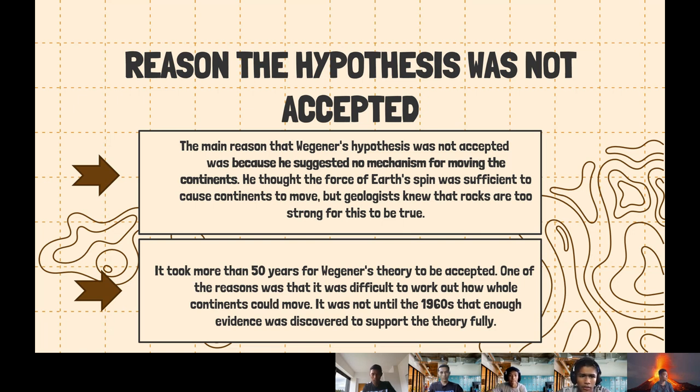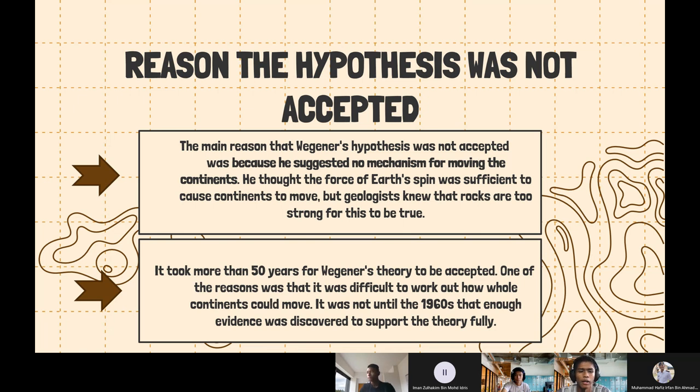However, the hypothesis that was brought out by Wegener was not accepted at first by the scientists. The main reason that Wegener's hypothesis was not accepted was because of the suggested mechanism. There was no mechanism for the moving continents. He thought that the force of the Earth's spin was sufficient to cause continents to move, but geologists knew that rocks are too strong for this to be true.